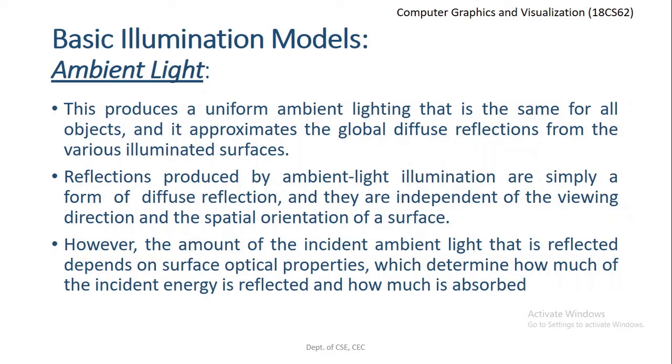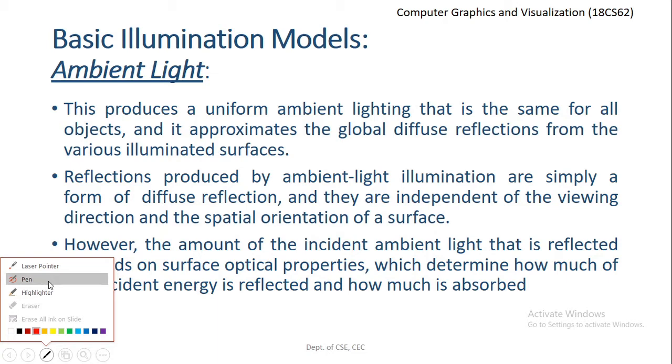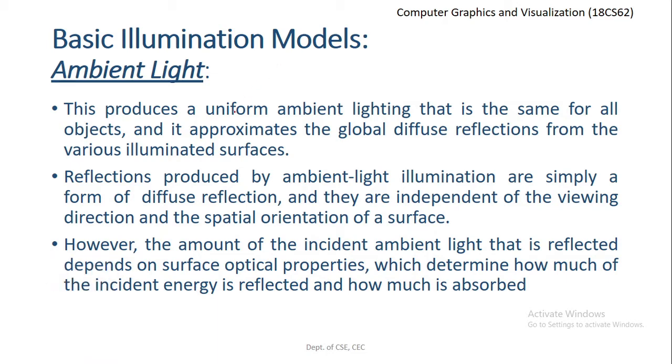Let us begin with understanding what we mean by ambient light. Ambient light produces a uniform ambient lighting that is the same for all the objects, and it approximates the global diffuse reflections from the various illuminated surfaces. So in simple words, you can consider ambient light as a light which is uniform for all the points on a given surface. Okay, so it's uniform ambient light.